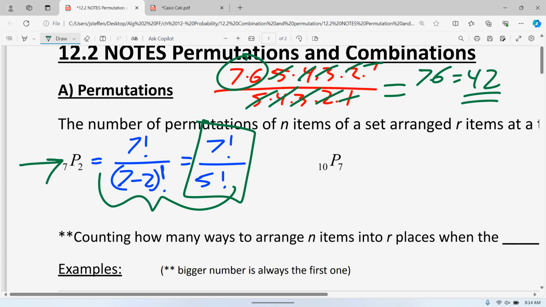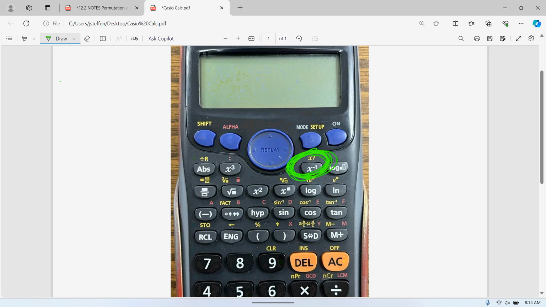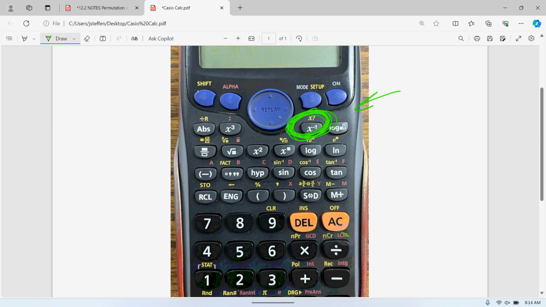However, the other way is down below, and it kind of bothers me that it's way down here because usually it's in the same place as that factorial. It's down below your delete and your clear buttons, kind of covered up.